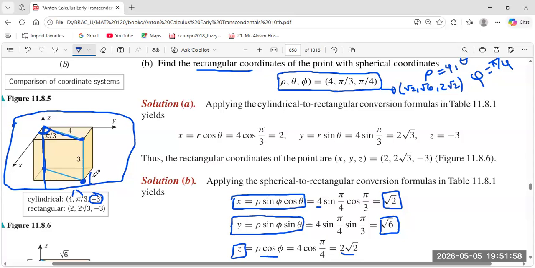And in this point, our r quantity is 4 because the straight distance from the z axis to that point is 4. And the angle with the positive direction is pi divided by 3. And in the z direction, basically the negative z direction, it is negative 3 units.